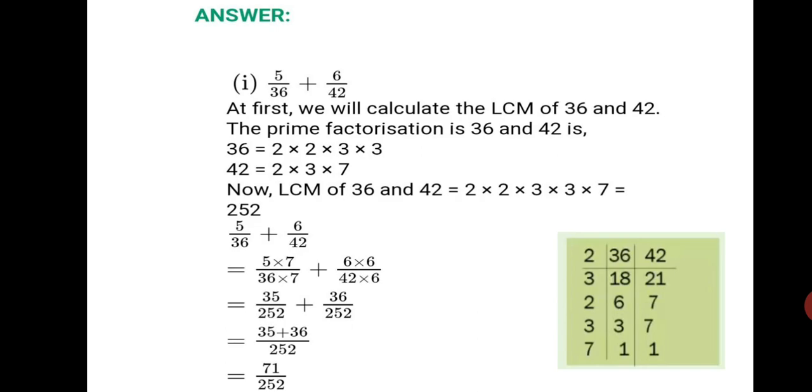So 5 upon 36 plus 6 upon 42, the common denominator will be 252. Now we know that 252 will be the common denominator, but 36 into which number will give you 252? There are two ways to find out. One, you divide 252 by 36 and find the quotient. That quotient will tell you what to multiply with 36 to get 252.